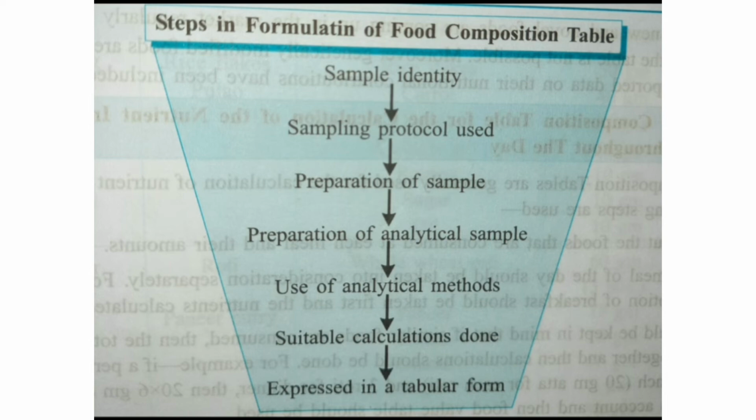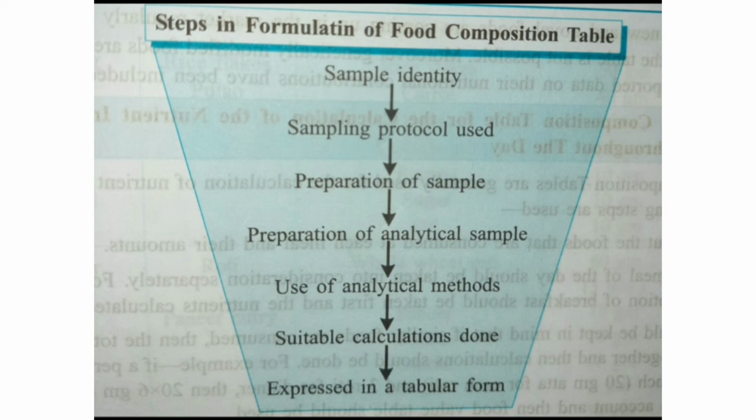The suitable methods are used for the analysis of the food sample, and the results are expressed in the form of a table. The various nutrients are experimentally determined by various analytical methods and ultimately compiled in a tabular form. This is how we formulate the composition table.